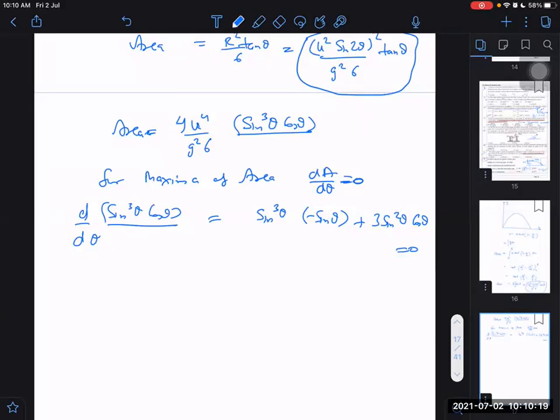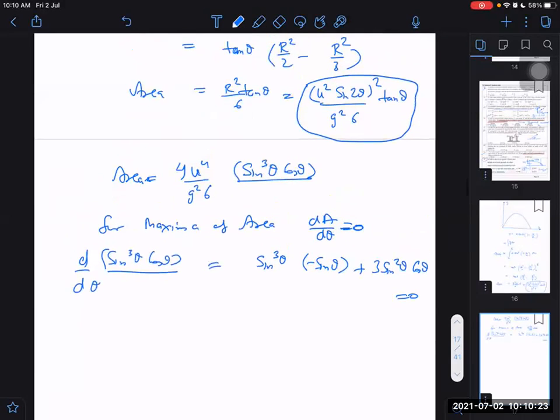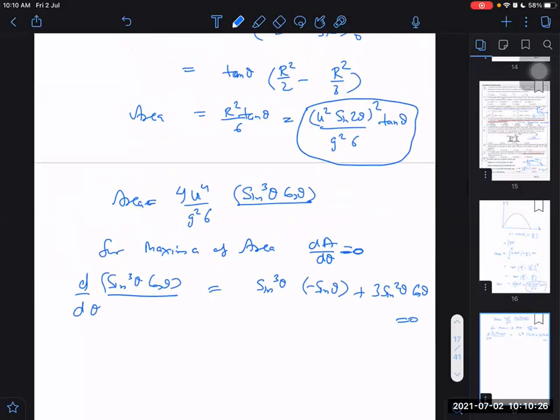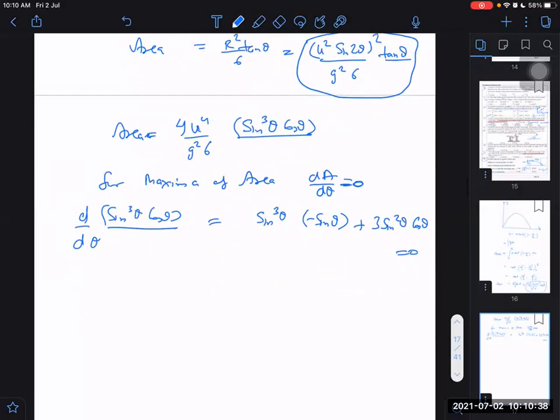Cos square theta. Where is cos square theta? Sin square theta, cos square theta into sin theta by cos theta. Tan theta also gives us sin theta by cos theta. Below, sin cube theta into cos theta derivative is minus sin theta plus 3 sin square theta into cos theta, correct?